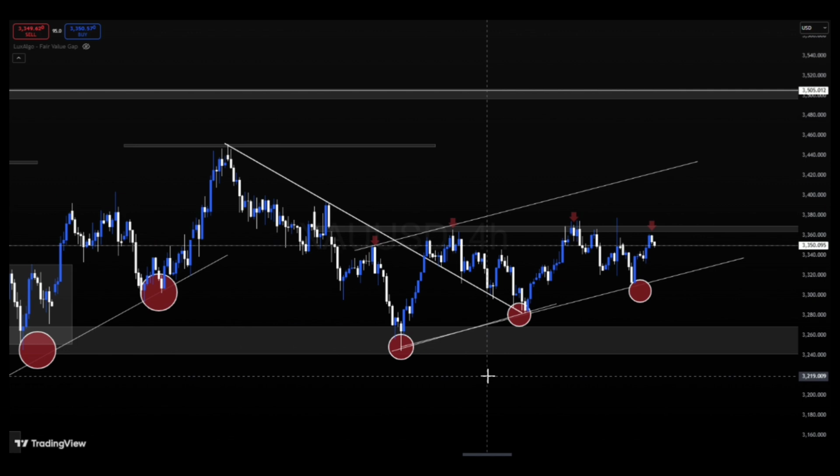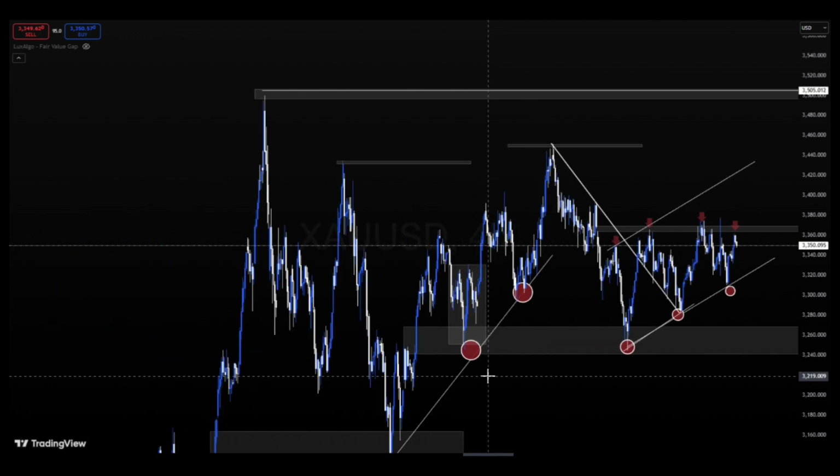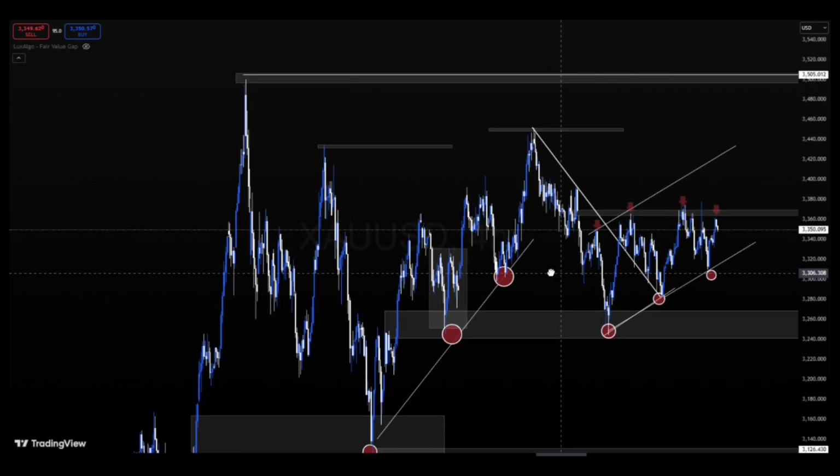It's giving us a double bottom, starting to form an uptrend, because most of the time it is important to see how the trend moves.